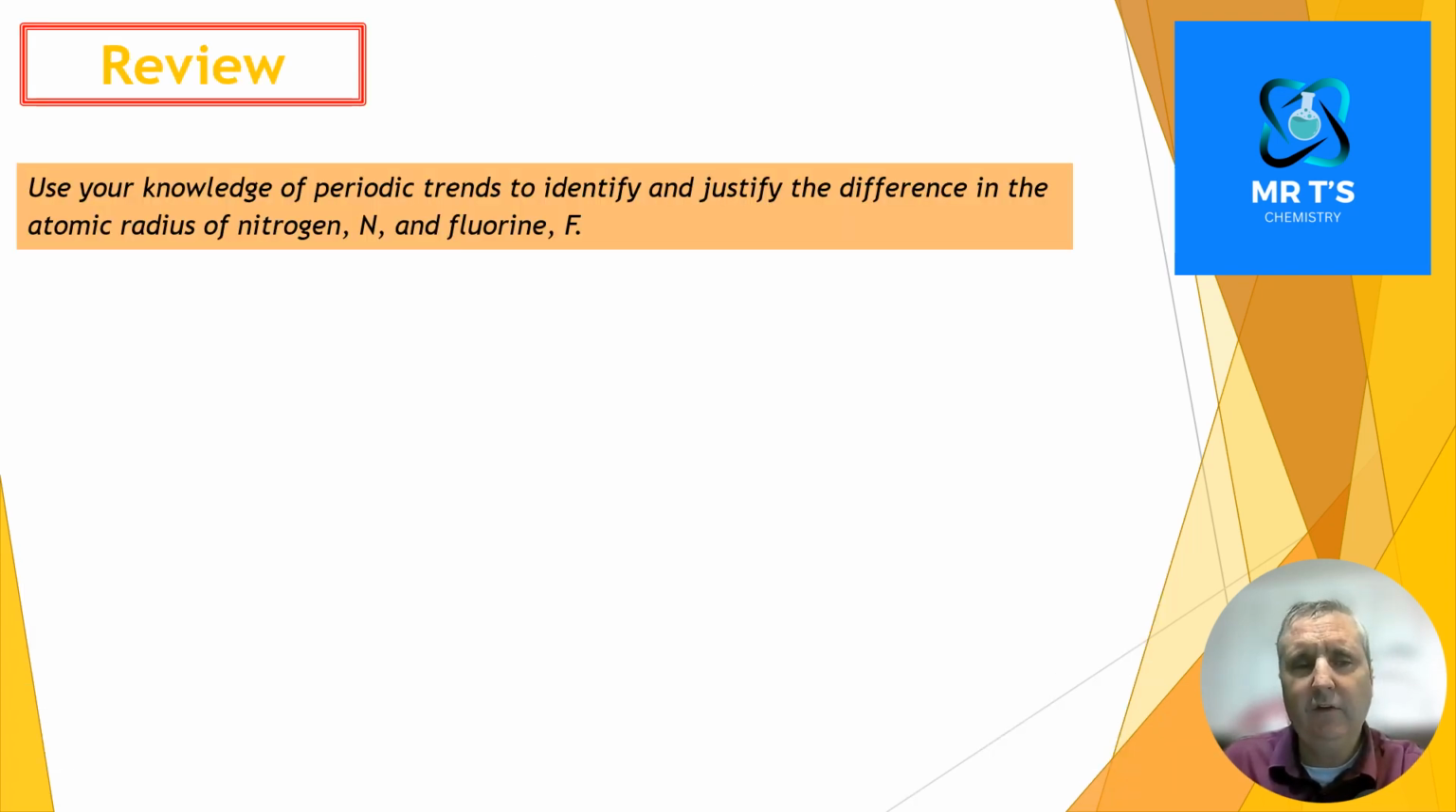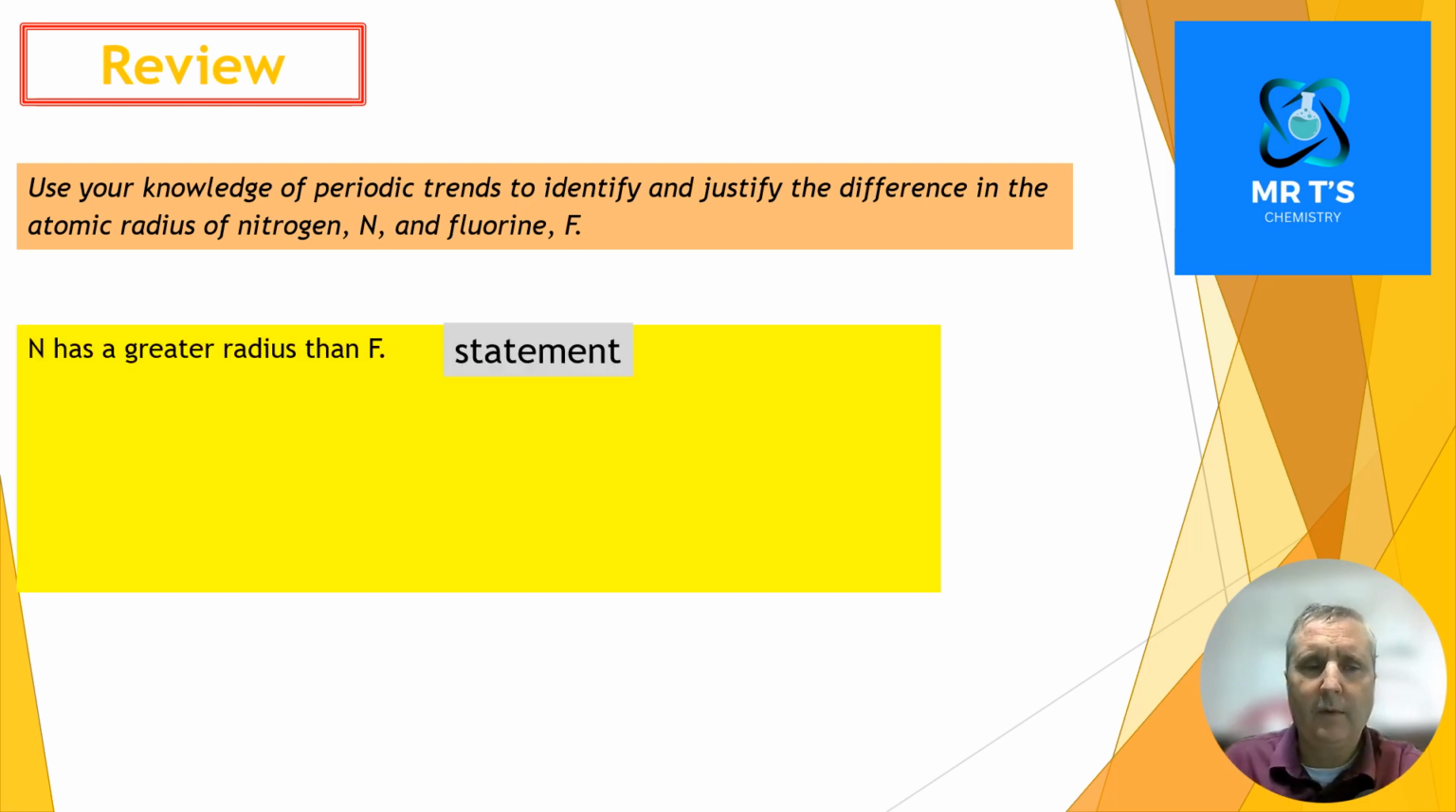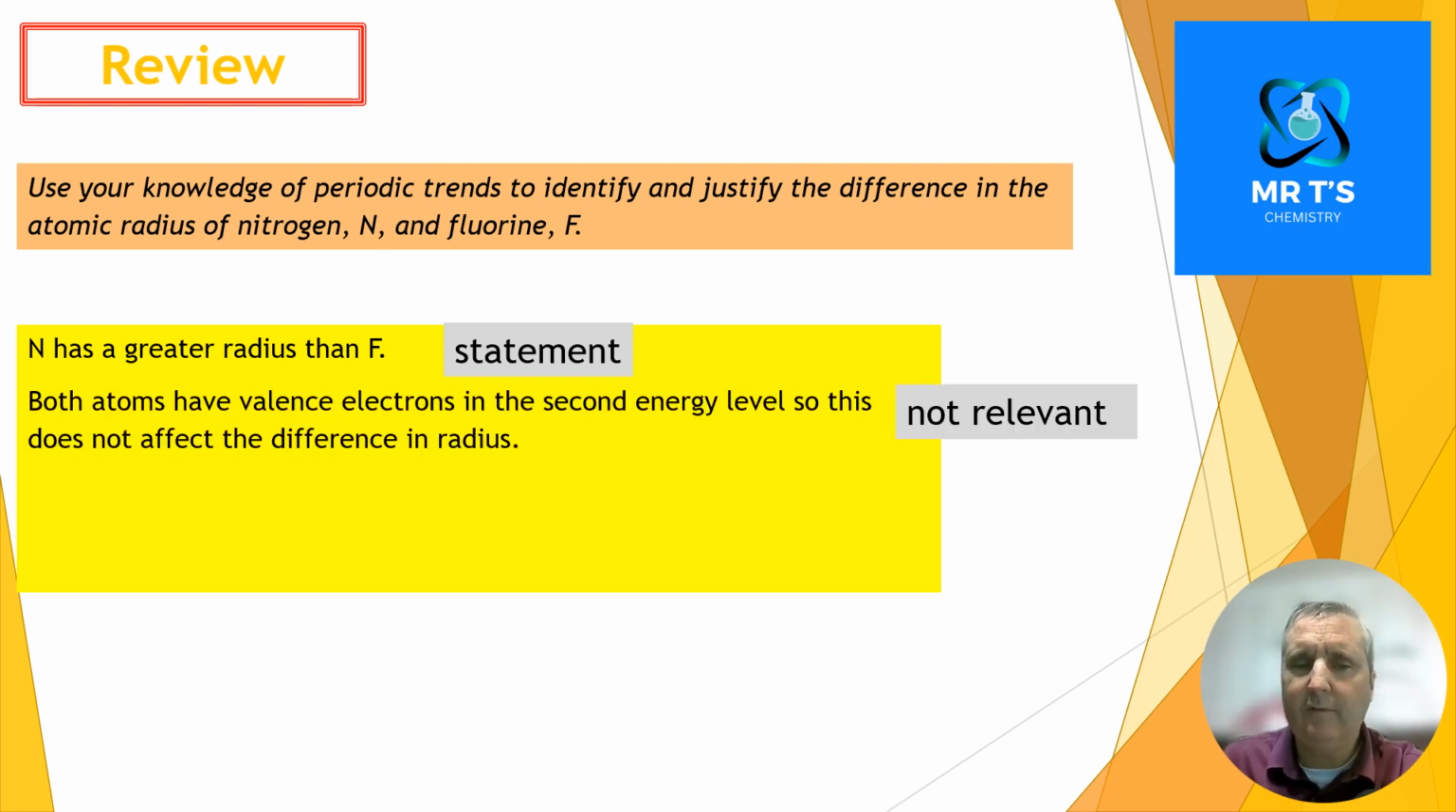So let's use the knowledge that I've just gone over in the last slide to identify and justify the difference in atomic radius of nitrogen and fluorine. Nitrogen has a greater radius than fluorine. We know that because as we go across the periodic table, and these 2 are in period 2, the atomic radius decreases, so fluorine must have a very small atomic radius. Both atoms have valence electrons in the second energy level because they're both in the second period of the periodic table. So energy levels does not affect the difference in radius. So I'm saying that this statement is not relevant.